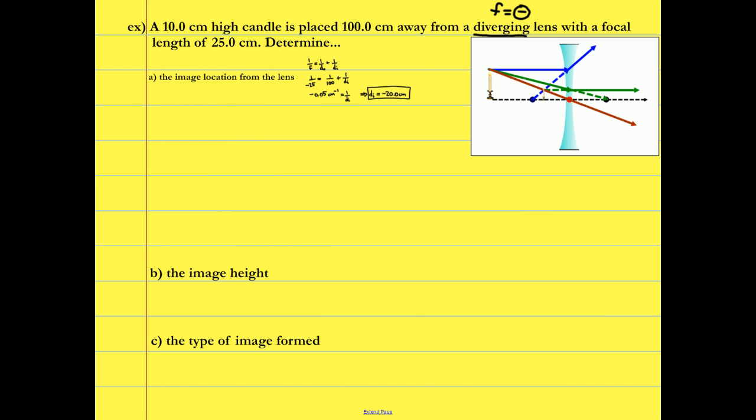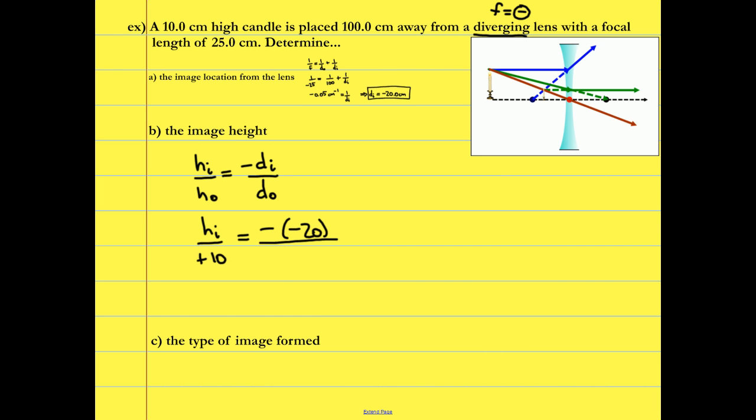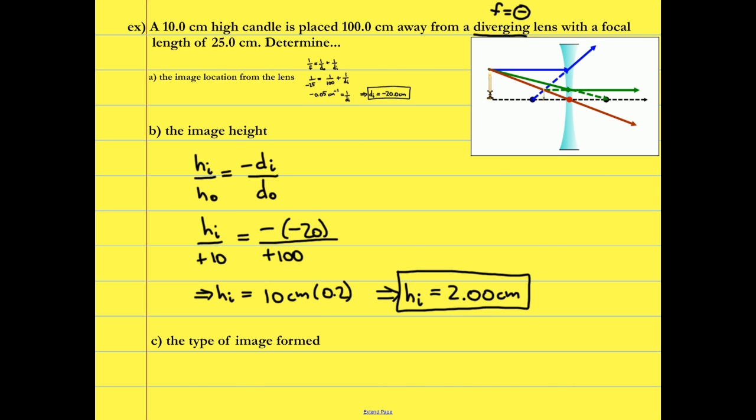Next up, we're asked to find the image height. From the diagram, we can tell that the image of the candle is smaller, but by how much is what we want to find out. So we'll start with this equation from the formula sheet, and as always, plug in what we know. The height of the object is 10 centimeters, the image distance is -20, don't forget it's a double negative there. The object distance is 100, so isolate for the height of the image. The height of the image is 2 centimeters.